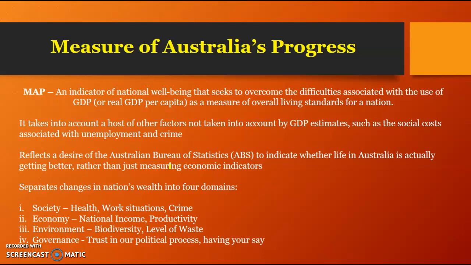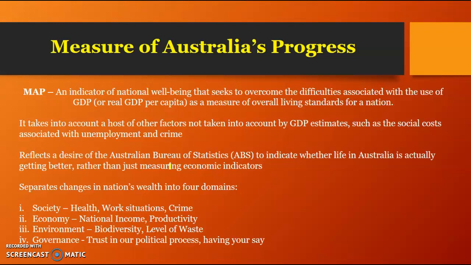The second one is the Measure of Australia's Progress. Again, it's trying to provide an indicator of national well-being, and again, it's trying to overcome some of the difficulties with using GDP per capita as our main measure of living standards. And again, it takes into account a host of other factors that are not included in GDP, such as the social costs associated with unemployment and crime.